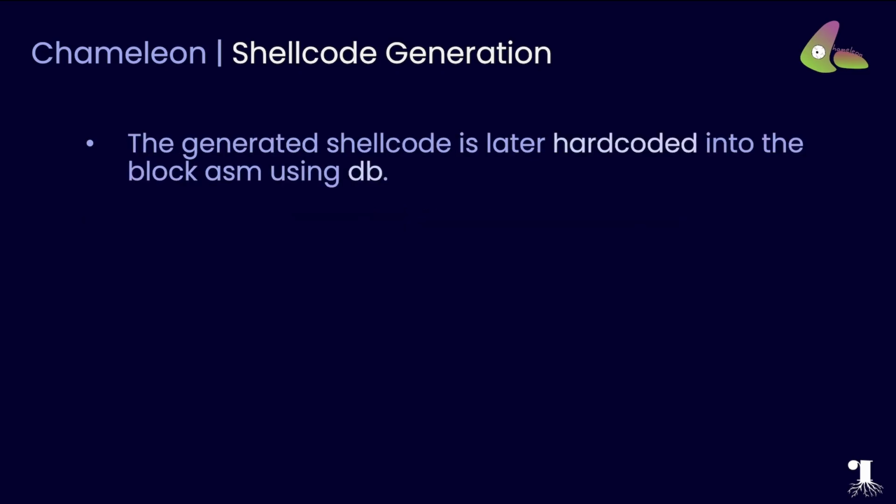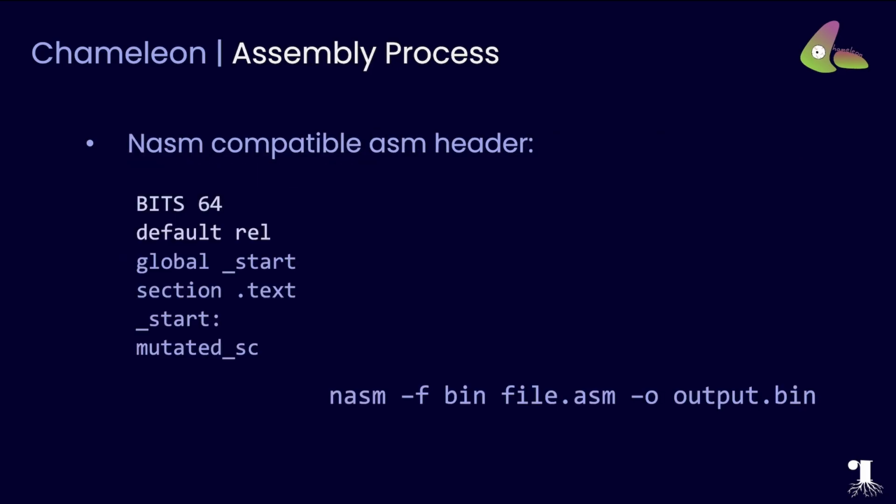Okay, so after all this, the generated shellcode is later hard-coded into the assembly that we are creating using DB. And finally, we just have to assemble the created assembly. Here we are using NASM, but we are working with Pancake to change it to RASM2. So if it's possible, it's going to be available in a few days. And I think now we have some time to go into the demos.